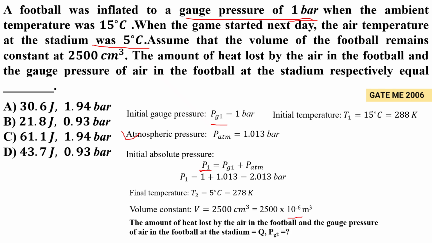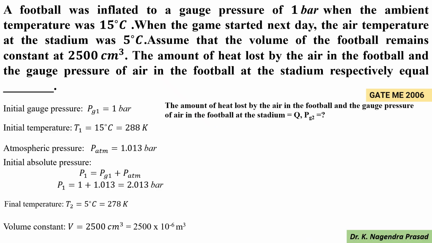So then we have to determine the amount of heat loss by the air in the football and the gauge pressure of the air in the football at the stadium. So we have to determine Q and Pg2. So this is the given data. First we have to determine the final gauge pressure of the air in the football, that is Pg2. So we know the gauge pressure and the absolute pressure.